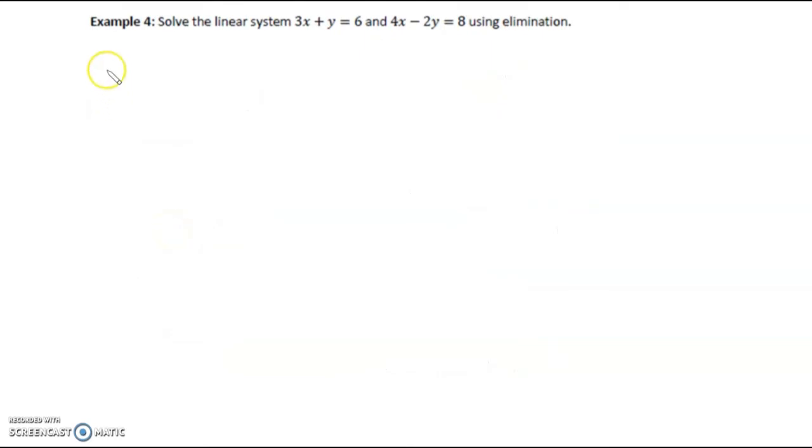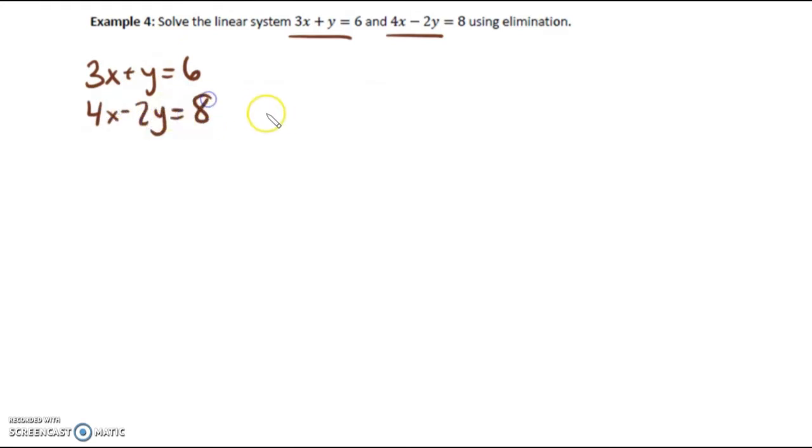Okay, exact same thing for example 4. We're given two equations here, and it says solve the linear system using elimination. So let's go ahead and stack these on top of each other. The coefficients of the x's are 3 and 4. Those are not the same. The coefficients of the y's are 1 and -2. Those are not the same. However, this 1 here is really easy to work with because we can multiply it by whatever we need to get 2. So let's multiply this first equation by 2.